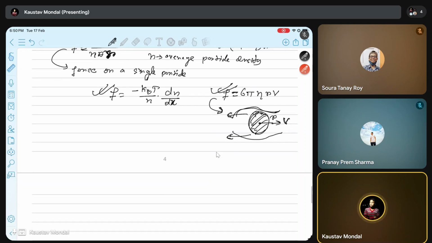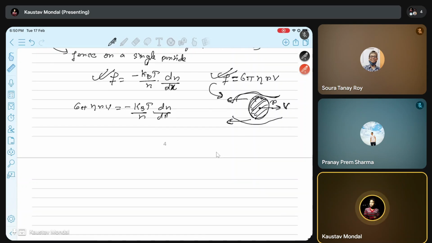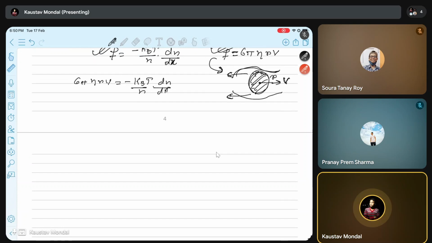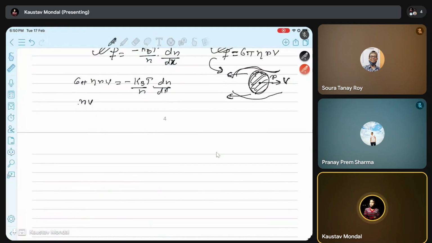Now if you just compare these two forces, 6 pi eta r v equals minus kBT n into dn/dx. Here n v is nothing but the number density into the velocity, so that basically gives you the particle flux, that is J, which is given by minus D dn/dx. This is Fick's law of diffusion. So that is the particle flux that is moving.